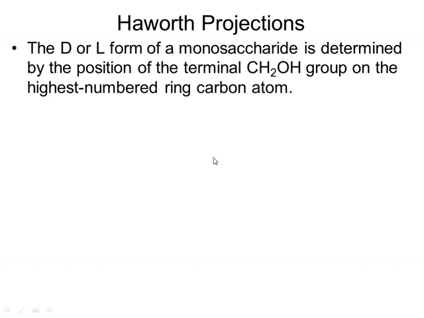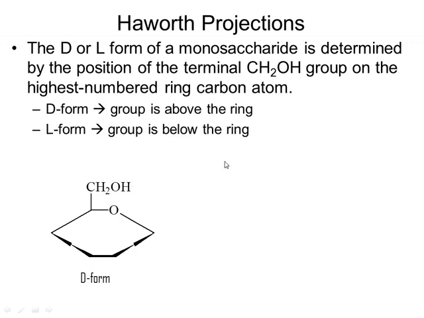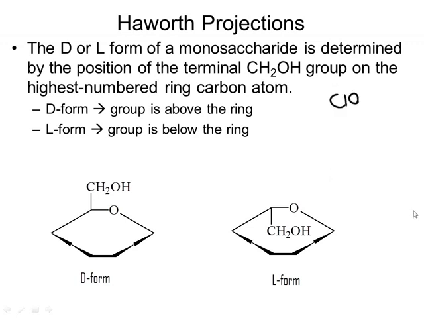Now, the first thing we do is determine the L or D form of a monosaccharide by where that last CH2OH group goes. D form is above the ring, L form is below the ring. I want you to understand that this is coming from the Fischer projection. The L form has the group at the bottom and the D form at the top. Now this is just coming from looking at the Fischer projection.